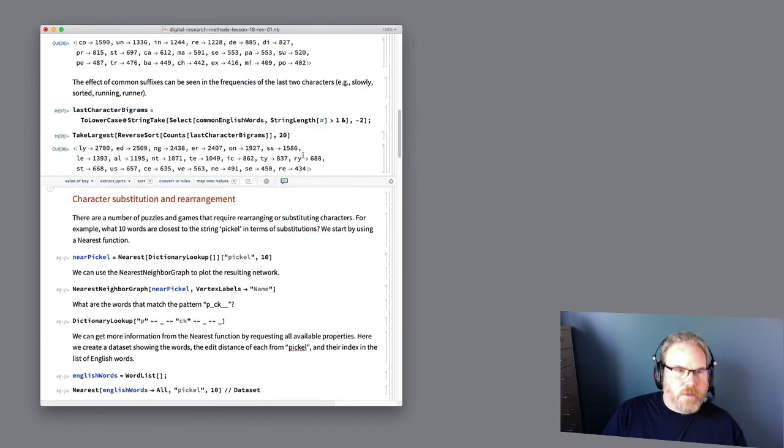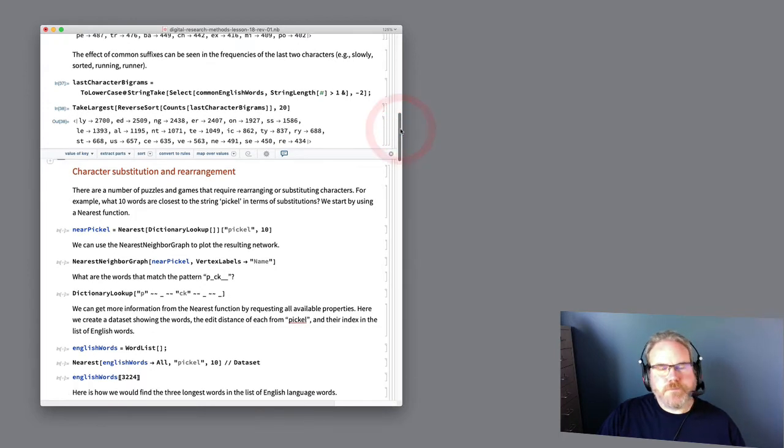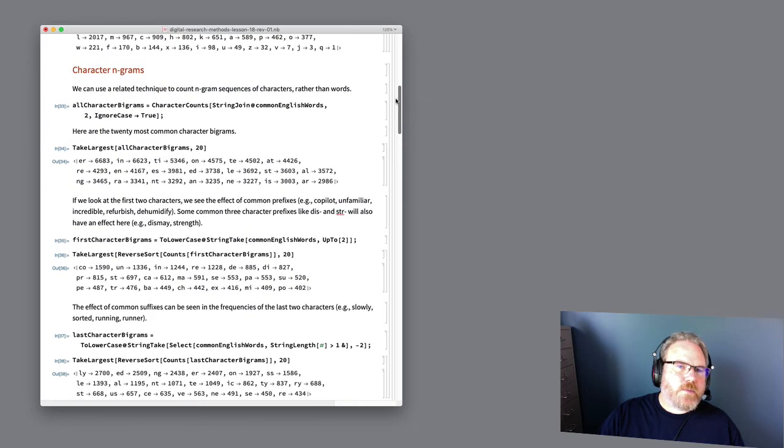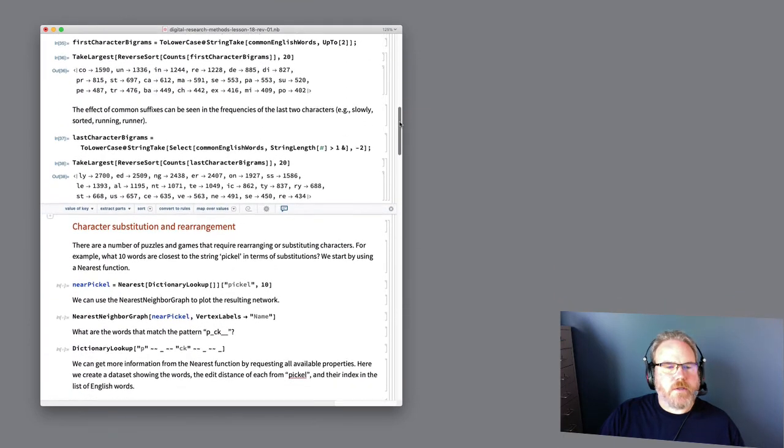So for example, ly in adjectives, slowly, quickly, ponderously. ed as the common past tense for verbs like sorted. So those are things that we can learn just by studying bigrams, or n-grams, of characters.